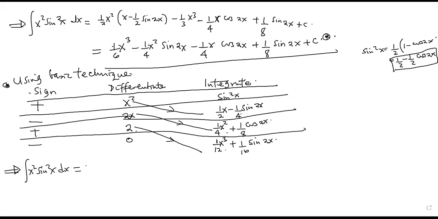So members, let me go to part 2. Let me go to part 2. So part 2 is having the integral of x cos squared x dx.